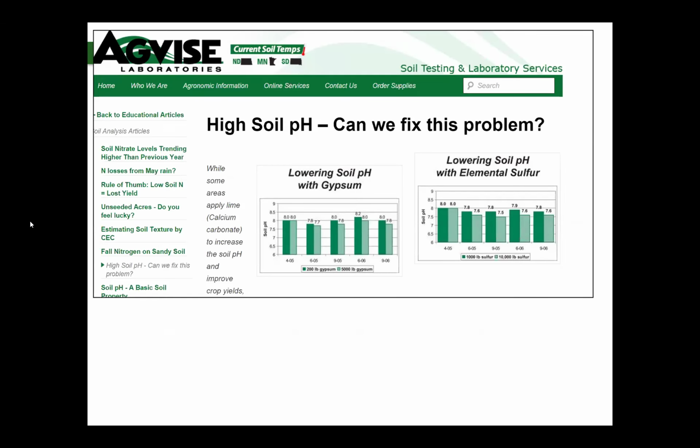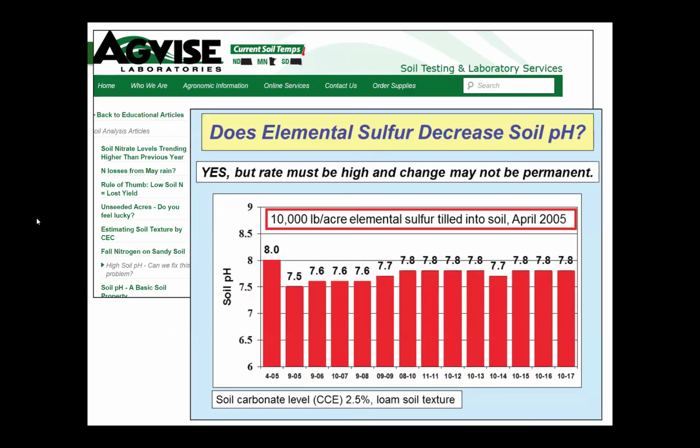Now, AgVise has talked about this in the past. Again, this is looking at some of the changes using elemental sulfur. This was 10,000 pounds of elemental sulfur on a high pH soil starting at 8, and it dropped that down to 7.5. So again, not super low, because it takes a lot when you've got a high pH soil to bring that down. But 10,000 pounds per acre, and over time, it crawled back up again because this is not a permanent change. These soils naturally want to stay at that high pH, and buffer it over time. The other thing that we need to note is the soil carbonate level. This is calcium carbonate equivalent.